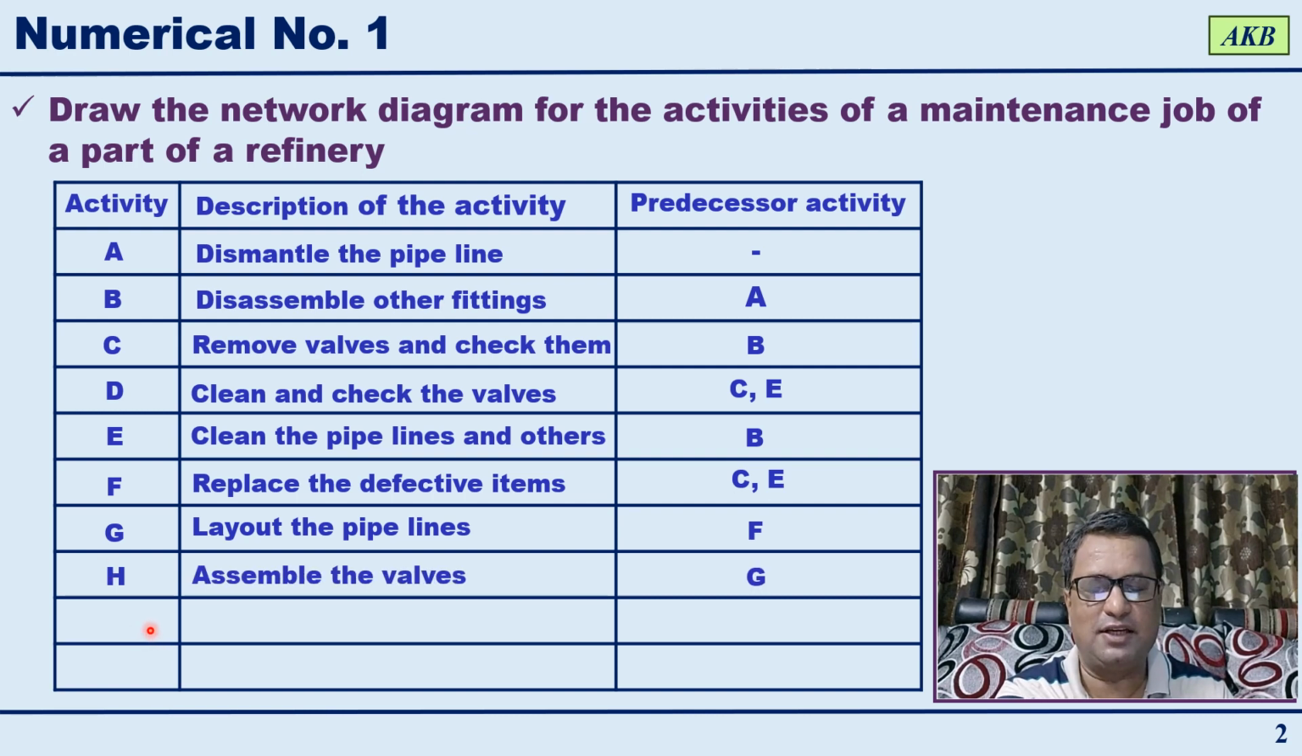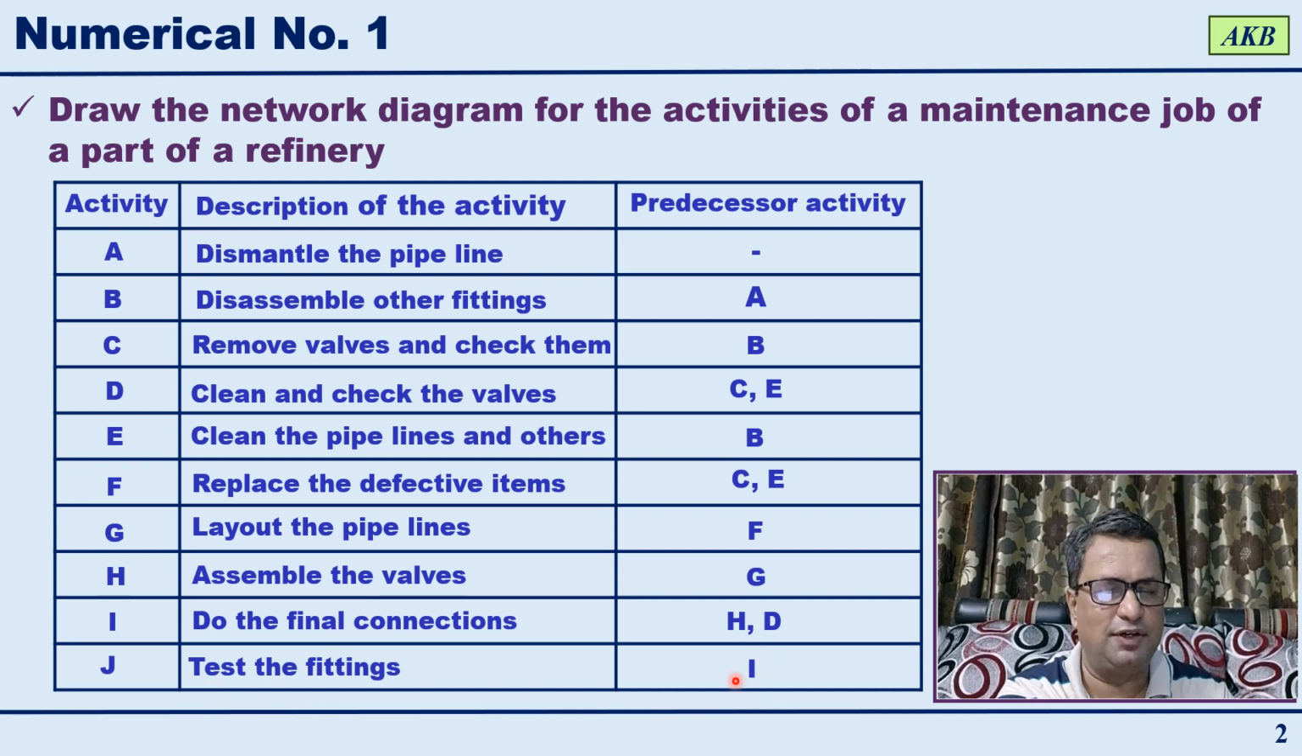Then you have activity H, which is assembling the walls. Predecessor activity to this is activity G. Then you have activity I, which is do the final connections. There are two predecessor activities, H and D. And finally we have activity J, which is testing the fittings, and predecessor activity to this is activity I.